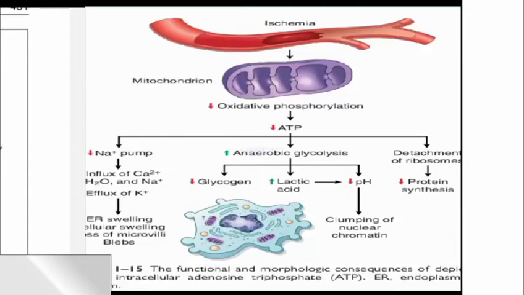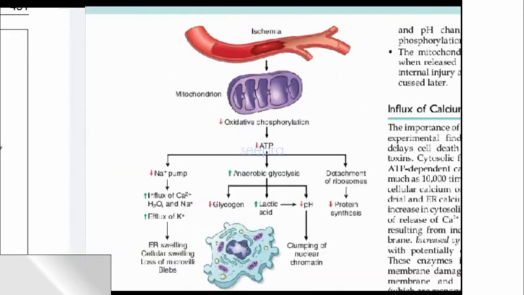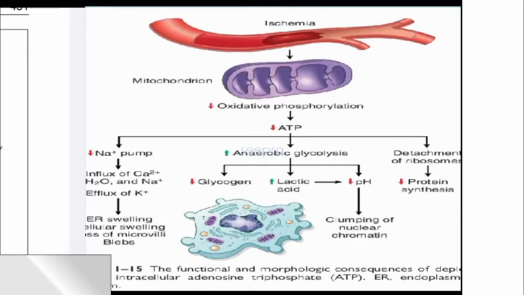I will discuss today reversible cell injury. In short, reversible cell injury happens when there is ischemia. When there is ischemia, what happens? Ischemia is the most common cause of hypoxia. When hypoxia occurs, the blood flow is not occurring smoothly.